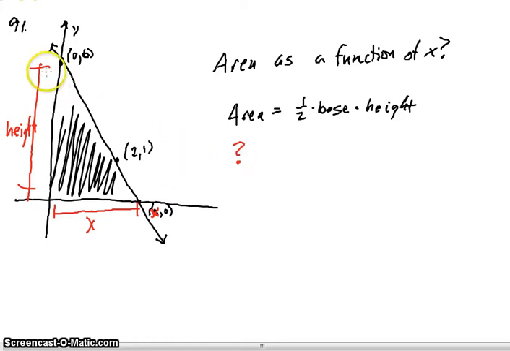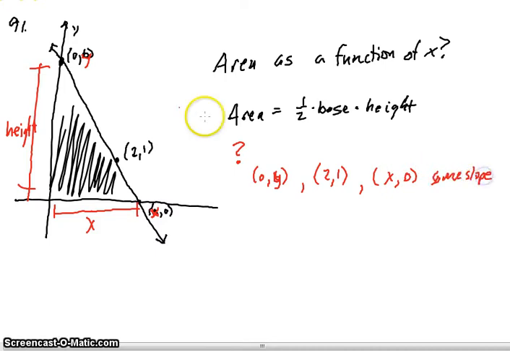But I do know one thing, that if I have these 3 points on the line, if I have the point (0, b), which I'm going to call (0, y), to (2, 1), and (x, 0), if they're all on the line, then they all have to have the exact same slope. So the slope between these two points has to be exactly the same as the slope between these two.